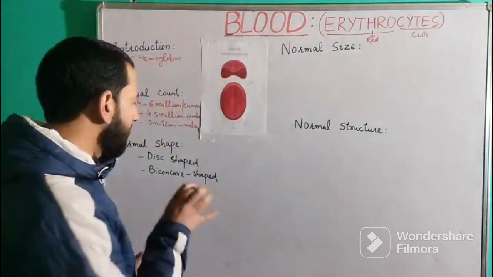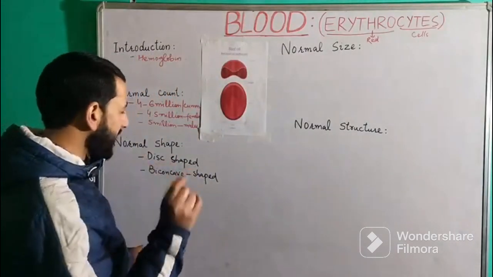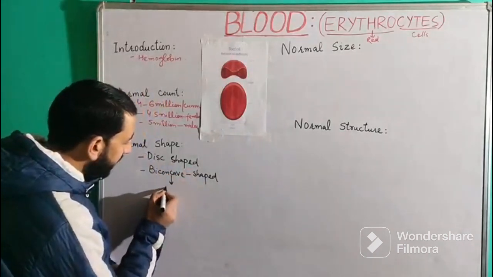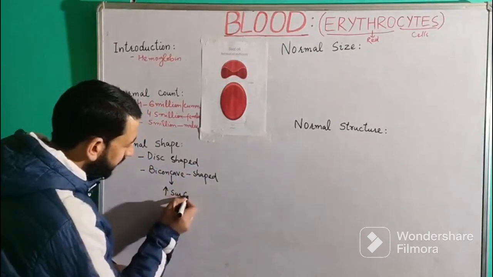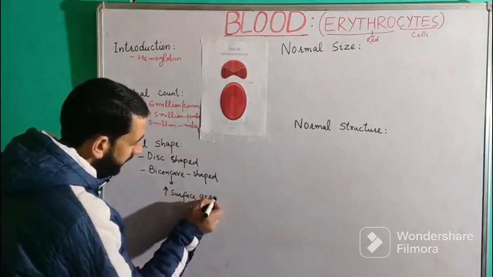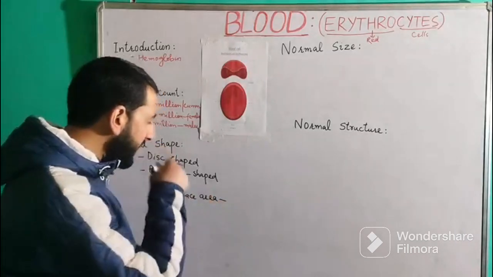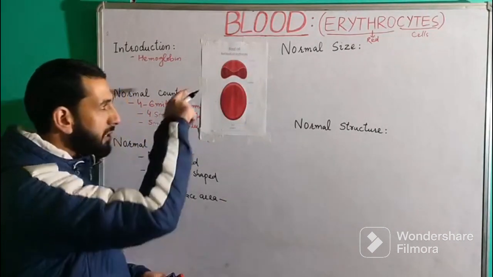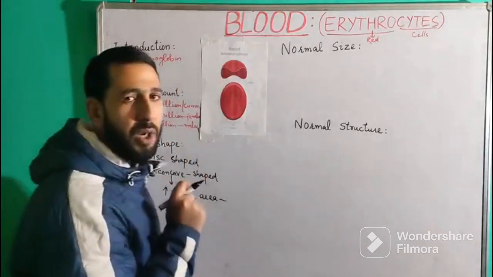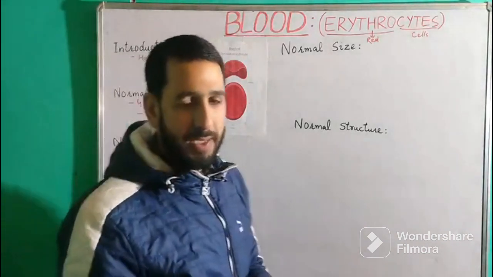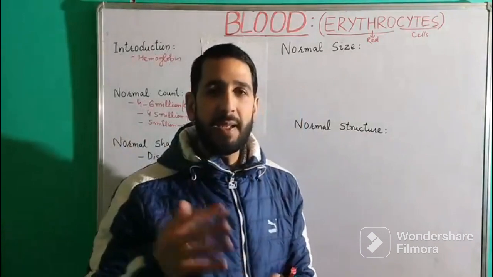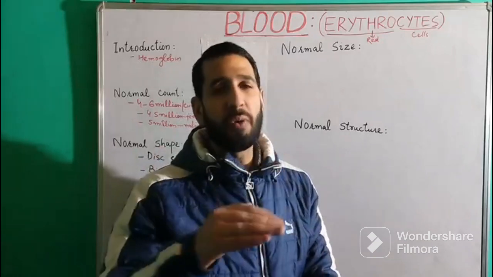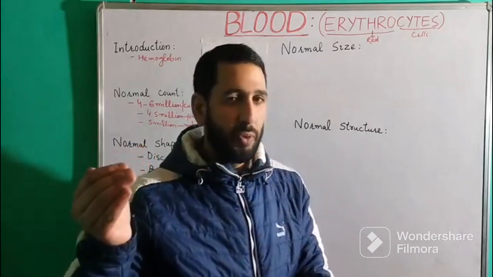Now, why is there a biconcave shape in the RBCs? The first thing is that this biconcave shape increases the surface area of the RBCs. So what is the surface area? We are going to talk about that in the normal size. But here you have to remember that this biconcave shape is important to increase the surface area of the RBCs. And when there is increased surface area in the RBCs, that means there is enough space for the diffusion of these gases, for the diffusion of oxygen, for the diffusion of carbon dioxide.